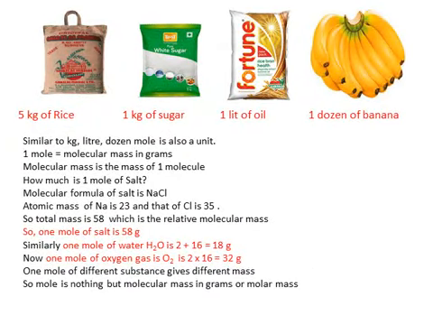Children, if you are given a shopping list of these items to buy from a grocery shop, then definitely it will be easy for you to buy those items. The items are 5 kilogram of rice, 1 kilogram of sugar, 1 liter of oil, and 1 dozen of bananas.